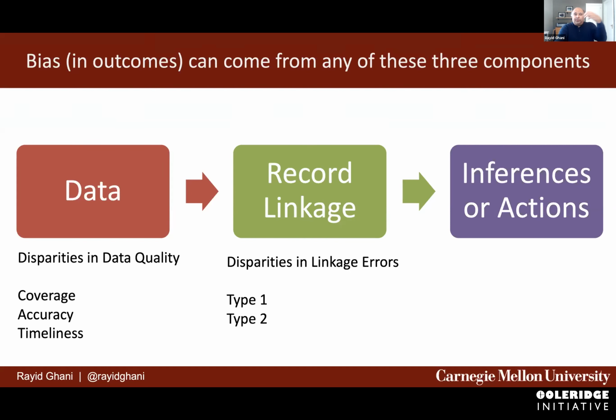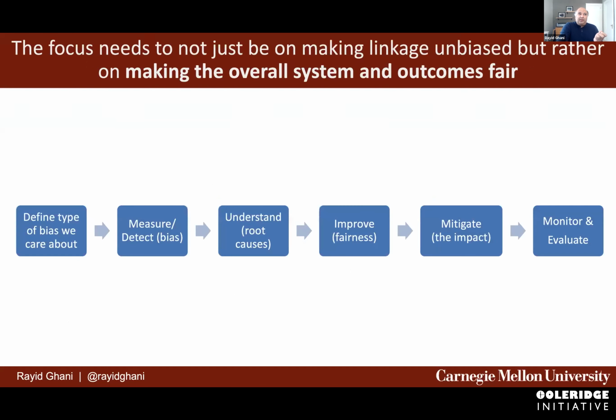And so the question is, what can we do about it, right? I think we often use this larger framework for these types of things. There are too many biases to think about, right? So how do we figure out which bias we really care about? How do we measure it? How do we understand where it's coming from? How do we try to improve the method as much as we can, but eventually it's still not going to be perfect. So how do we mitigate the impact downstream of using that linked data set on equity issues? And then how do we continue to monitor and evaluate?